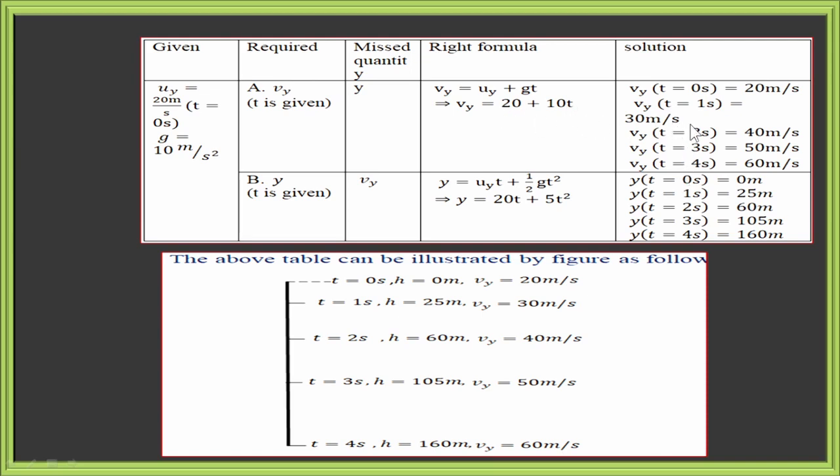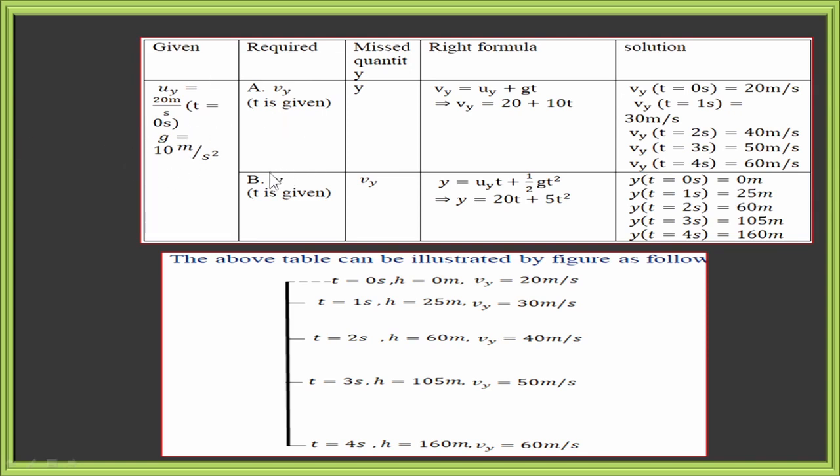For 2 seconds, 40 meters per second. For 3 seconds, 50 meters per second. For 4 seconds, 60 meters per second. 20, 30, 40, 50, 60. The velocity increases at a constant rate. It increases by 10 meters per second in each second. It indicates that the acceleration due to gravity is 10 meters per second squared.